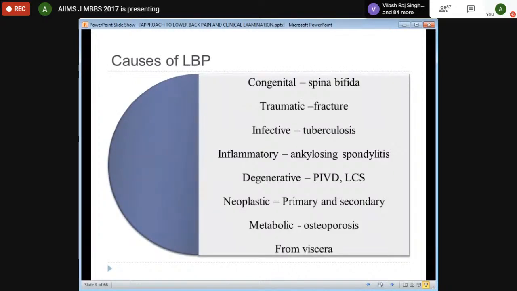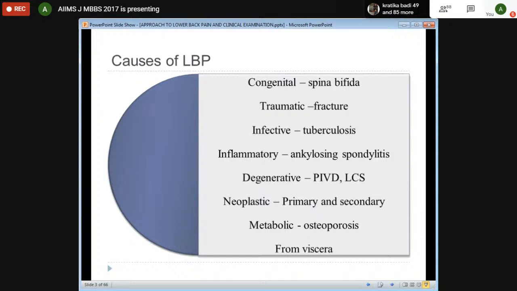There are various causes of lower back pain, usually congenital like spina bifida. Spina bifida is maldevelopment of the spinal posterior arches. Then traumatic causes like fracture, infective causes, tuberculosis or pyogenic. Then inflammatory, ankylosing spondylitis. It is common in young male patients. It can be found in females also, but is common in male patients.